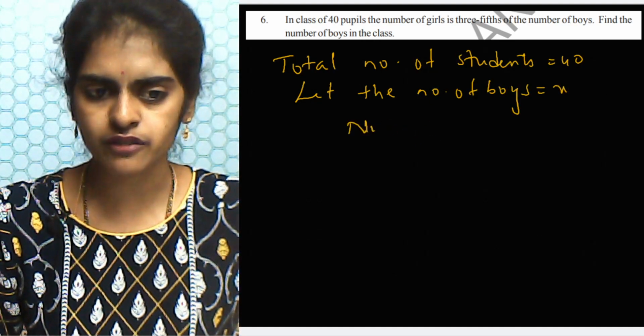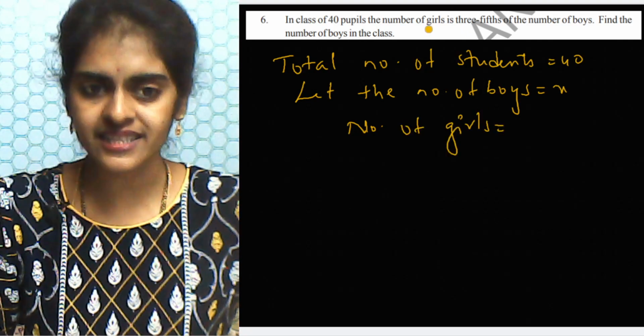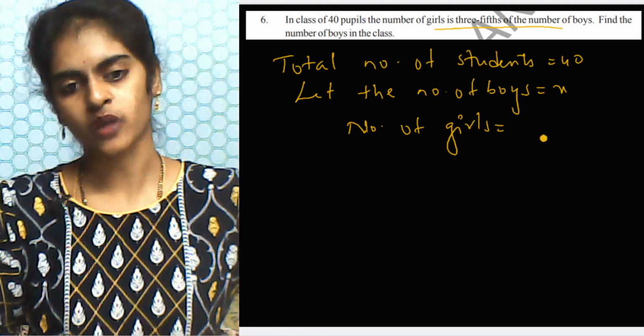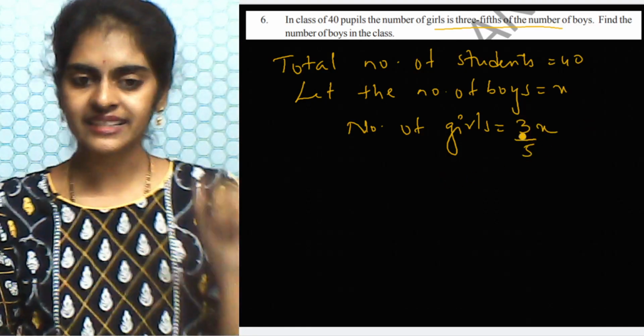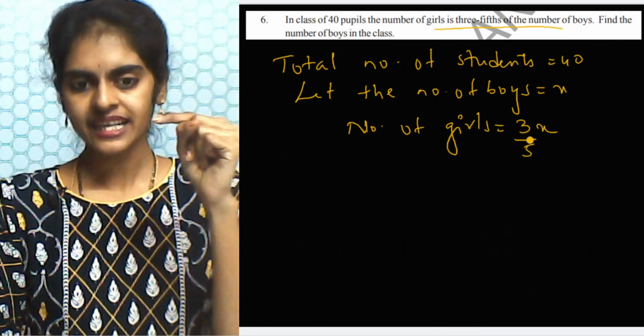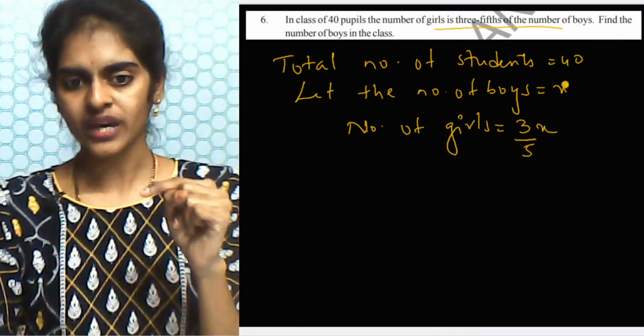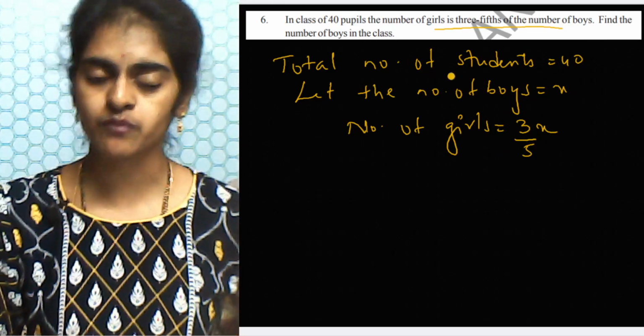So what is the number of girls? Girls are 3/5 of boys. 3/5 means 3 by 5 of boys, so you'll write it this way, 3/5, that means the 3 by 5th part. So it is 3 by 5 x, where x is the number of boys. Clear? Now you have to find the number of boys in the class.